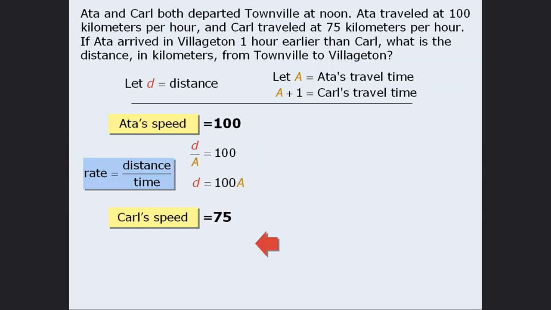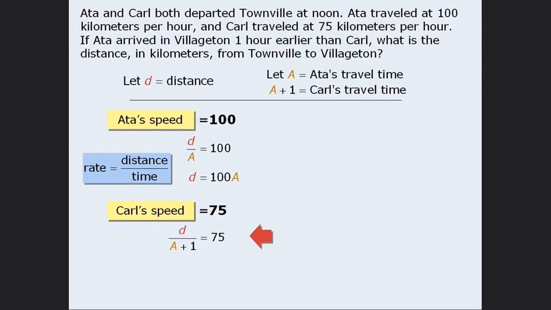Next, we will work on Carl's speed. When we apply the speed formula here, we see that Carl's speed is equal to the distance d divided by his travel time of a plus 1 hours. And this speed, we are told, is equal to 75 kilometers per hour. Now, if we take this equation and cross-multiply, we get the following equation.